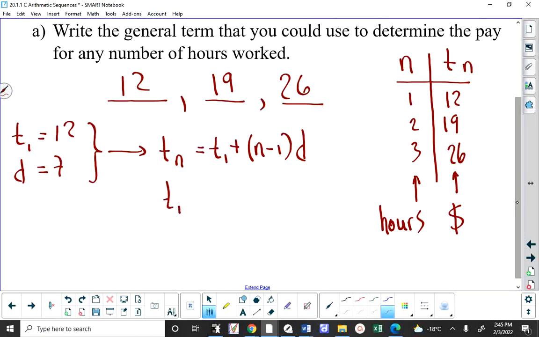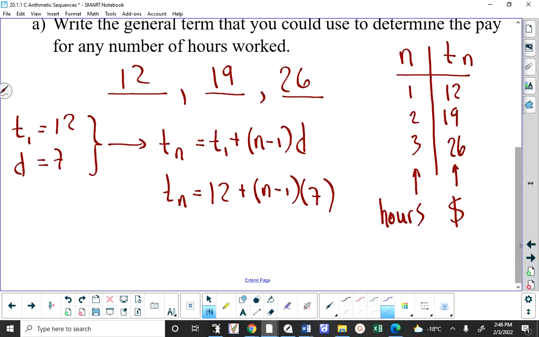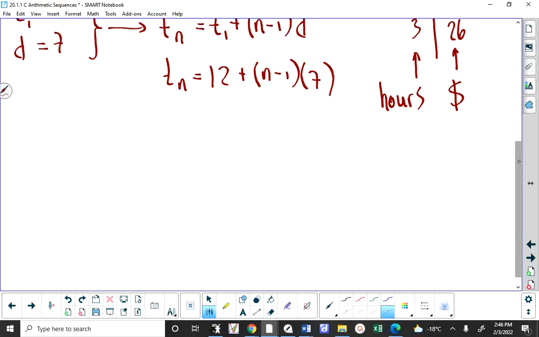So this is going to be Tn equals 12 plus n minus 1 times d, and d is 7. Give you just a minute here to simplify that expression. I'll put the 7 in brackets, although I don't really need to. Give you a minute to simplify that, multiply the 7 through, collect the like terms. And that's what I get.